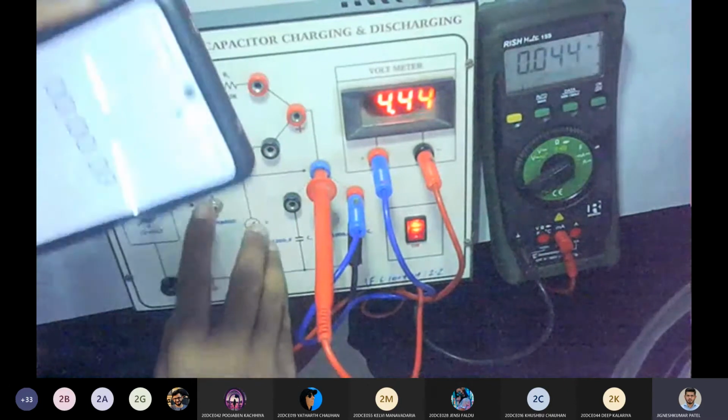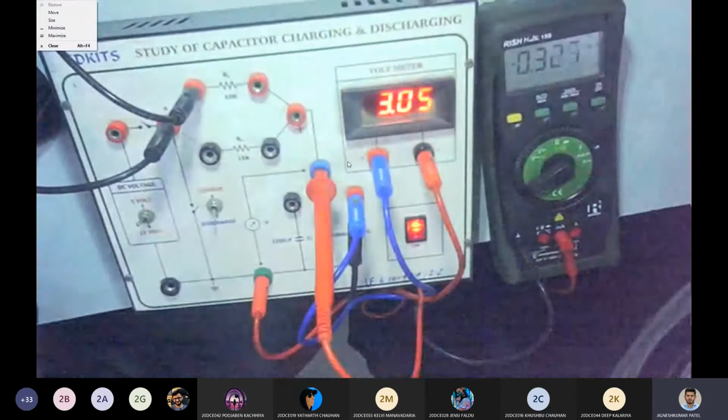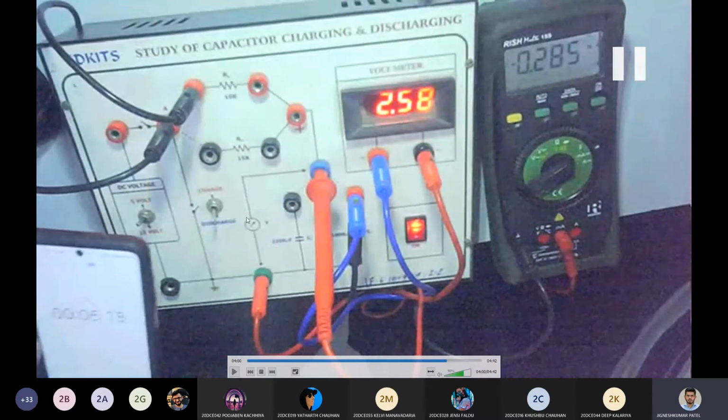You simply start this and come to the discharge portion. See, as soon as discharge has been switched on, already it has become 2.58 volt, and the current is also decreasing. Initially your current will be high. See, the negative sign is appearing here. So initially a negative high current will be there, and then with time it will decrease to zero. The value is high, the quantity is high, but it's in reverse, so that's why it is negative.